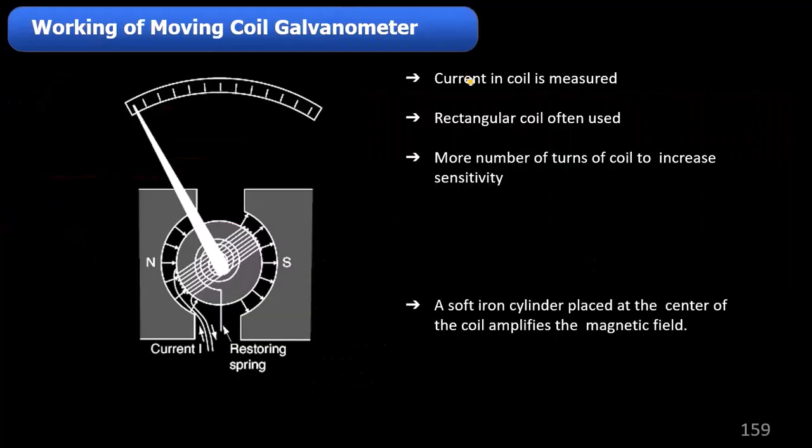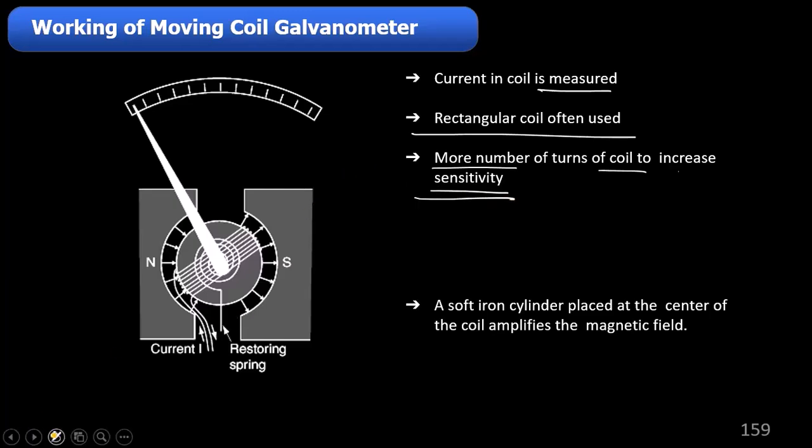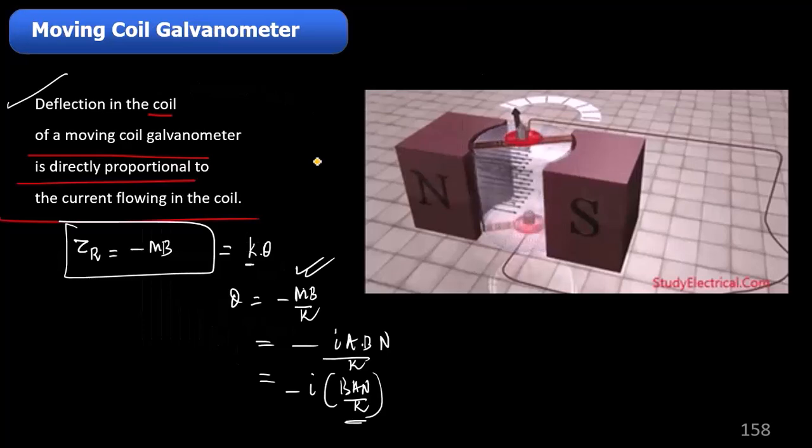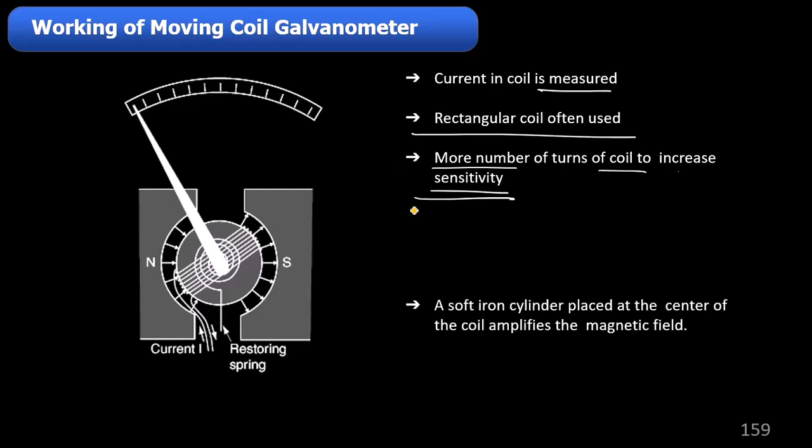So the current in the coil has to be measured. A rectangular coil is generally used, with more turns of coil to increase the sensitivity. Why? Because as you increase the number n, we just saw that theta is basically I into BAN by K. So if I increase the number of turns, that means n is more, that means theta is more. Theta more means sensitivity is more. That means more amount of deflection.